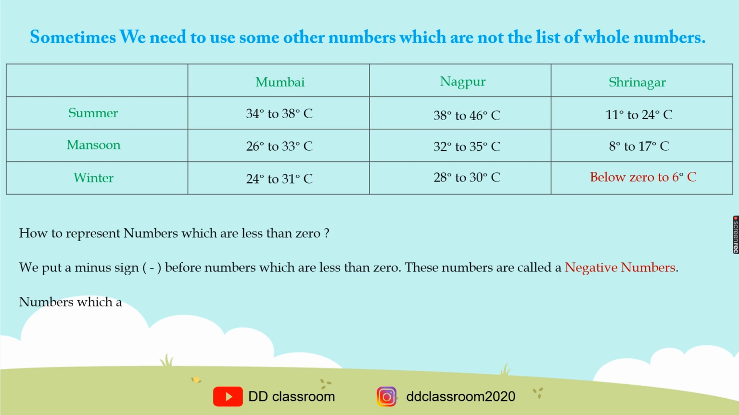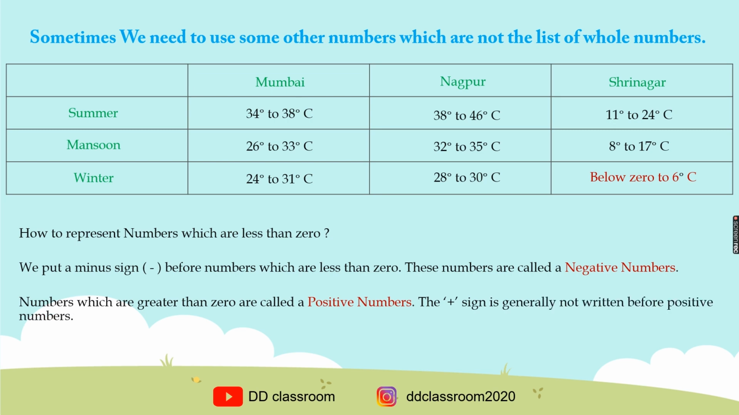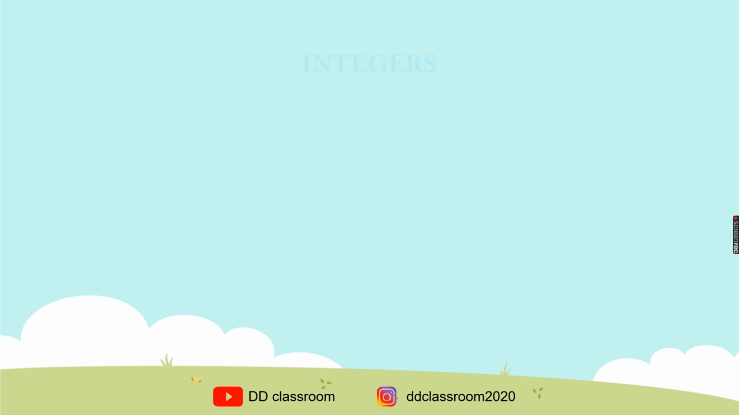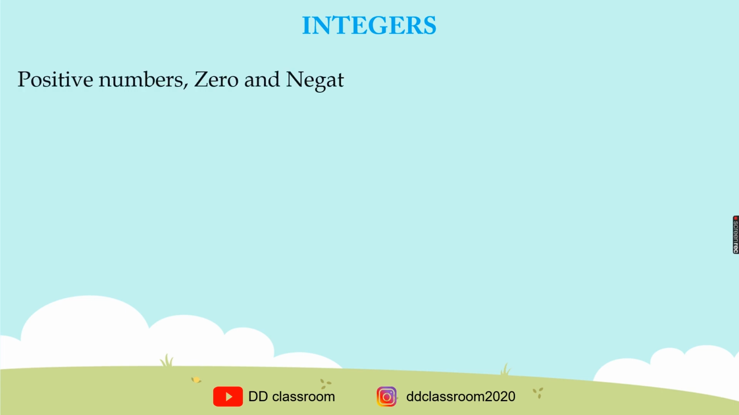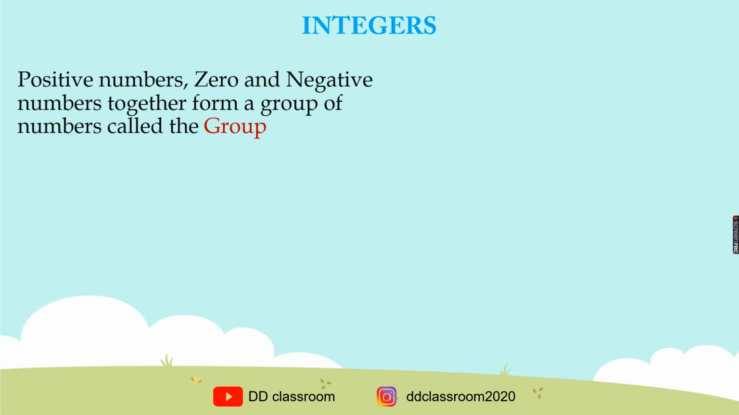Numbers which are greater than 0 are called positive numbers. The plus sign is generally not written before positive numbers. However, it is necessary to write the minus sign of a negative number. 0 does not have any sign. Integers. Positive numbers, 0 and negative numbers together form a group of numbers called the group of integers.